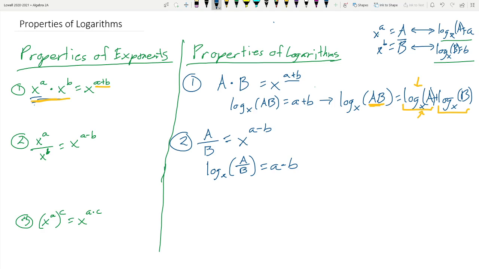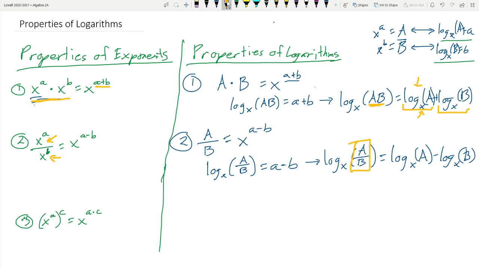And so we're left with log of this quotient, A over B, is equal to log base x of a minus log base x of b. Again, this should look familiar because what happened? Well, I took the results of the exponentiation and I divided them, so that's where this comes in. And then what do I do with the exponents in that case? Well, I subtract the exponents, which is exactly what happened here.